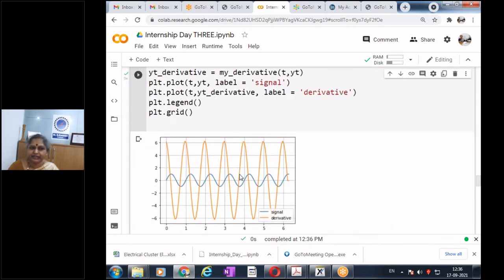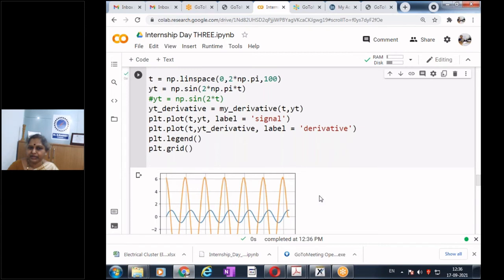Then if I run, can someone tell me why is my original signal so low in amplitude and my differentiated signal so high in amplitude? I am doing a differentiation, but why has it become like this? Is there an error or is the result right? Yes, for sine omega t, the derivative is omega cos omega t. So omega is 2 pi, so it got multiplied by 2 pi. That is why the magnitude has become higher.